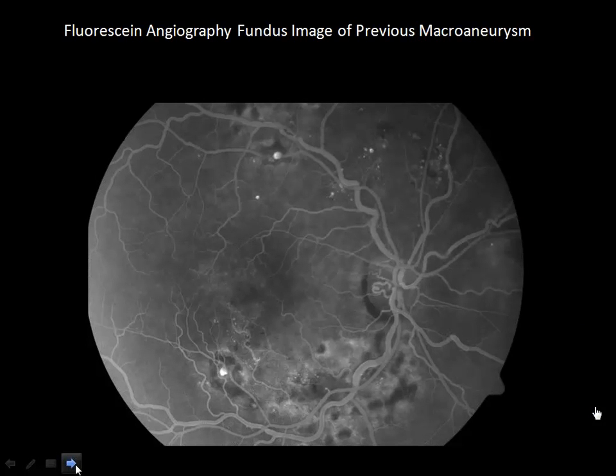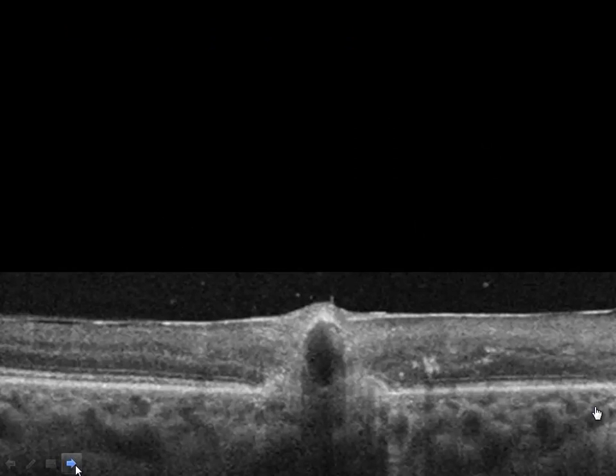Well, we did a fluorescein. And this patient has lots of leakage, lots of exudates, of course. And this is an artery. This is actually a dilation of an artery. So that is a macroaneurysm, if you will. Here's another artery. Here's another dilation of an artery, another macroaneurysm. So these are known macroaneurysms on fluorescein.